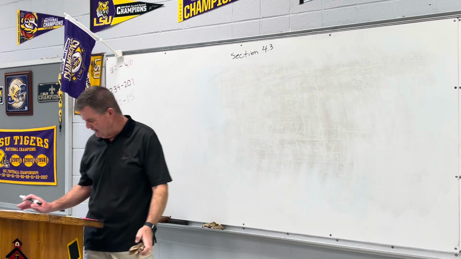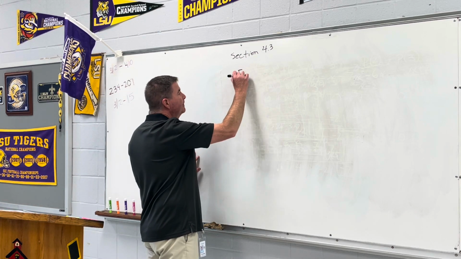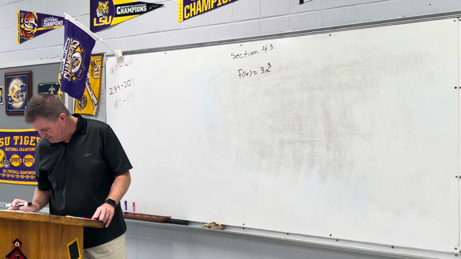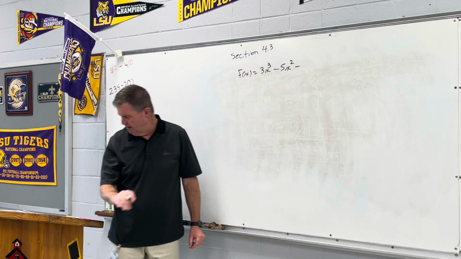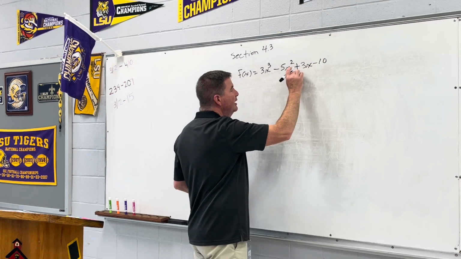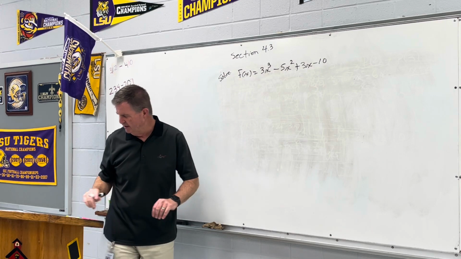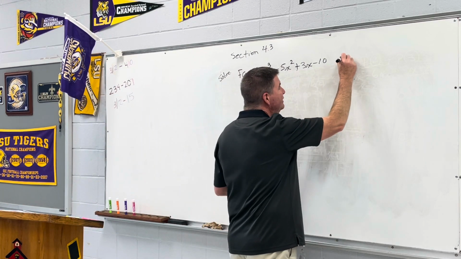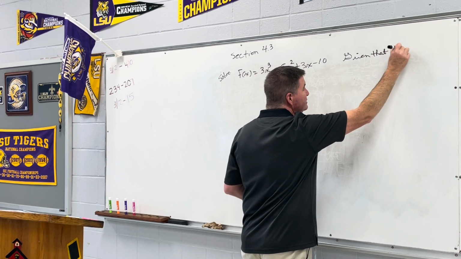The next example says f of x is equal to 3x to the third minus 5x squared plus 3x minus 10. And they want us to solve the function, given that 2 is a solution.